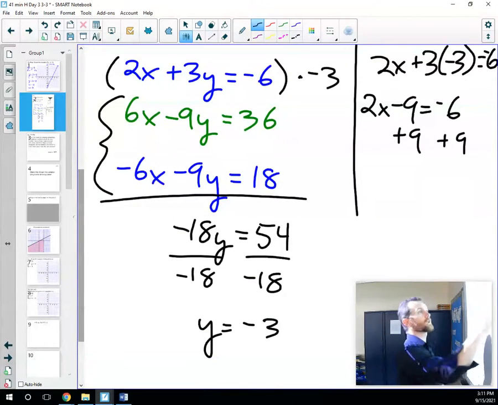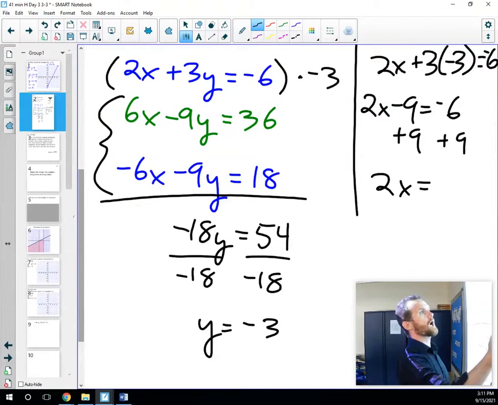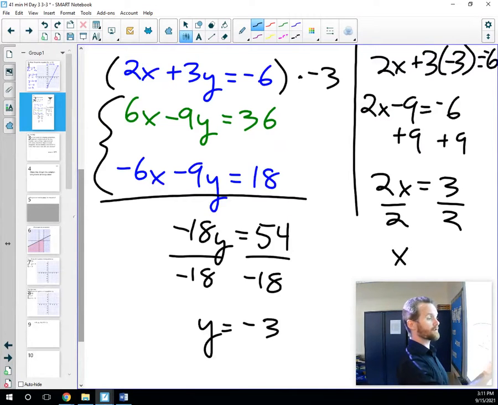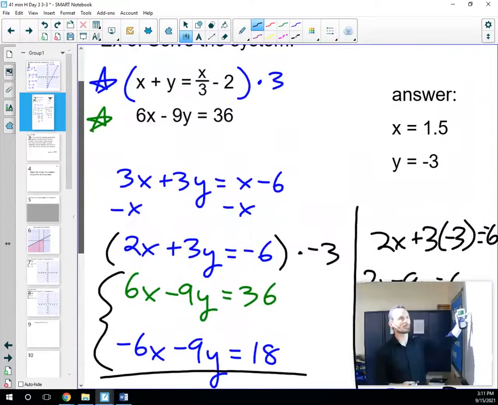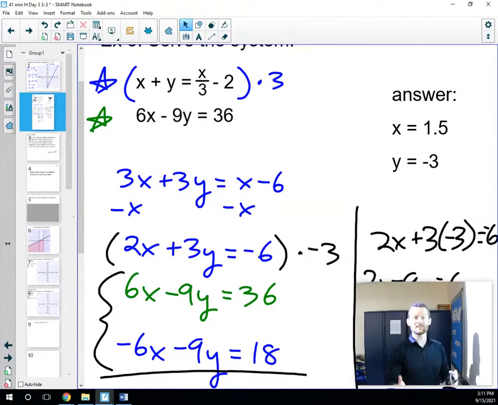Scroll down a little bit. We get 2x equals 3. And then divide by 2, and that's 1.5. Hopefully that's what I have for x. Otherwise I did something wrong. 1.5. Very good. Very good. All right, so that was example 5 from last night's homework.